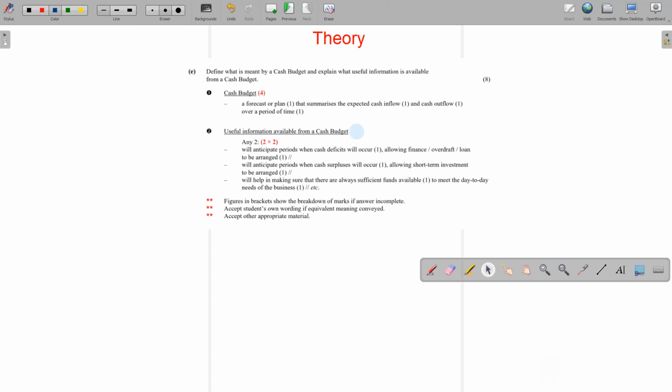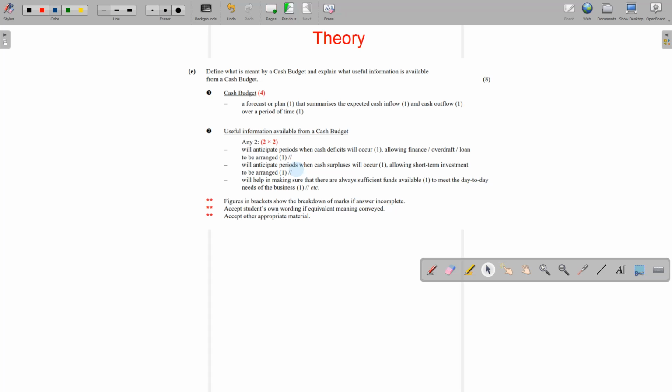So the reason I put up the solution here for the theory is that we should get familiar with giving them exactly what they have from previous exam papers, because that's where you get the marks. You have to have specific words. So the budget is about a forecast or a plan. So that's 1 mark. It's a forecast that summarizes the expected cash inflow and cash outflow. So it talks about the cash you spend and the cash you receive over a period of time. So really straightforward, but you really have to hit those marks.